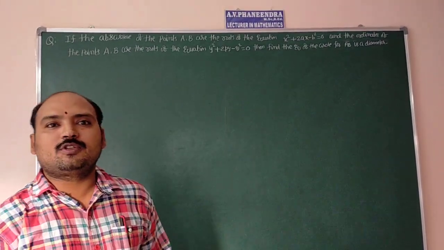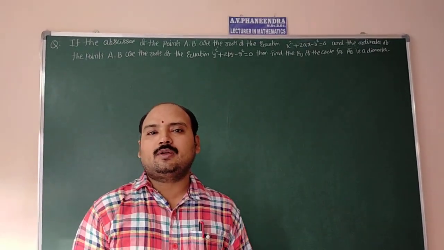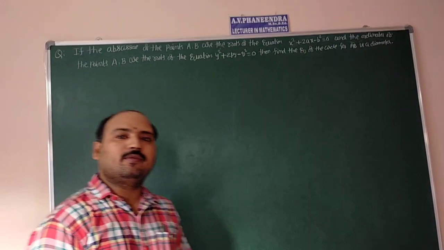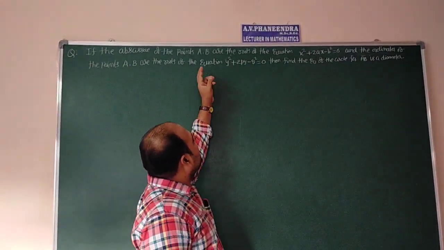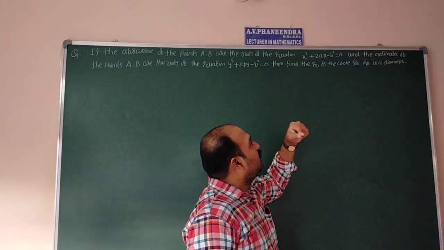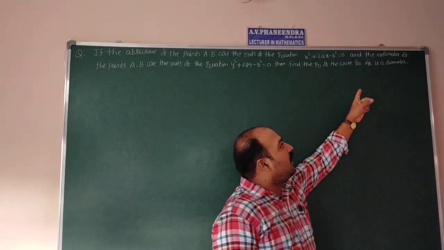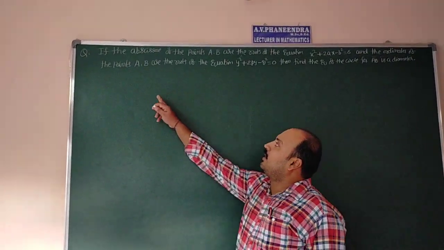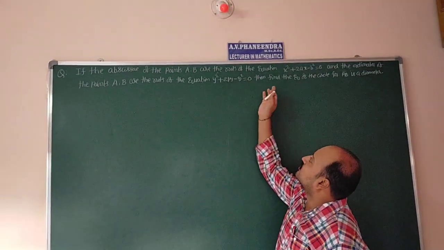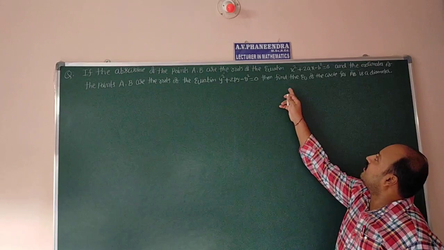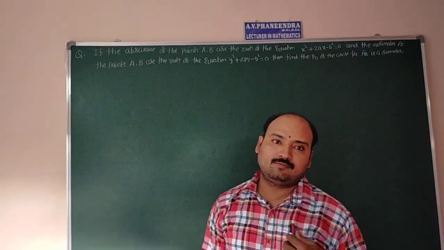Next question. This question is also based on the diametric form of the circle, but it is a short answer type question, which is important. If the abscissae of the points A, B are the roots of the equation x square plus 2ax minus b square equal to 0 and the ordinates of the points A, B are the roots of the equation y square plus 2by minus q square equal to 0, then find the equation of the circle for which AB is a diameter.